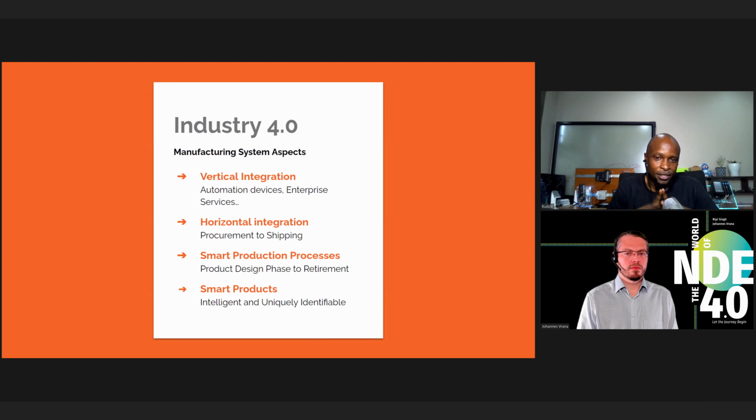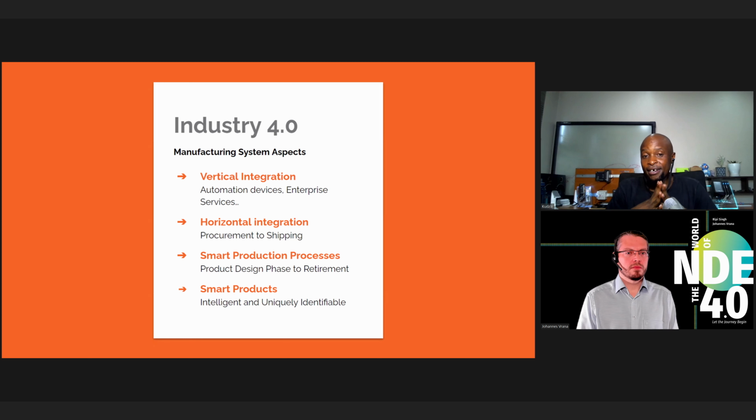So the second aspect of manufacturing that is identified with Industry 4.0 is the horizontal integration. So this is the integration of all the systems that are involved in your manufacturing supply chain, right? From procurement to shipping, and it extends well beyond the individual factories or manufacturing enterprises, right? And then next, there is the aspect of intelligent or smart production processes. So this is the integration of the various steps of processes that are involved in a manufacturing business life cycle, from the production design phase to the retirement of a product. And it also involves the definition of the capabilities of the production processes.